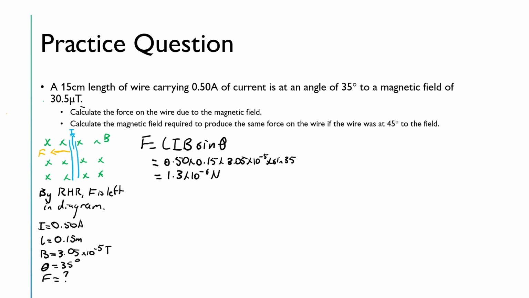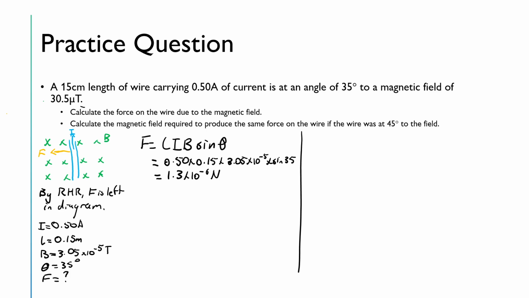So what we should find, to two significant figures, is that the force experienced is equal to 1.3 times 10 to the negative 6 newtons. So that's the first part of our question done. The next part asks about a slightly different scenario. So we're to calculate the magnetic field required to produce the same force on the wire if the wire was instead put at 45 degrees to the field.